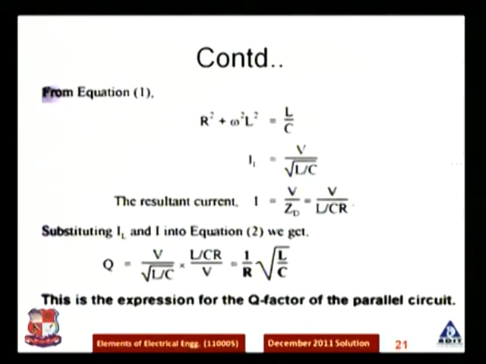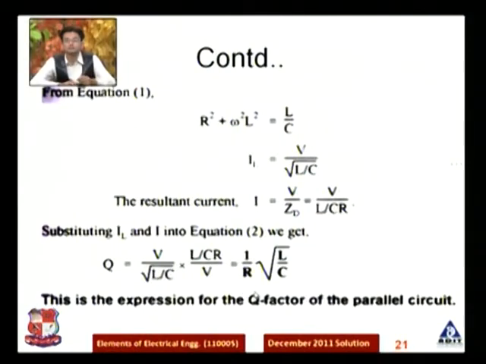So your resultant current will be I is equal to V divided by Z. V you can put as it is, and what is the value of Z? It is L by CR. So by substituting the values, you will get your Q factor is equal to 1 over R under root LC. So this is the expression for the Q factor for RL in series and C in parallel.